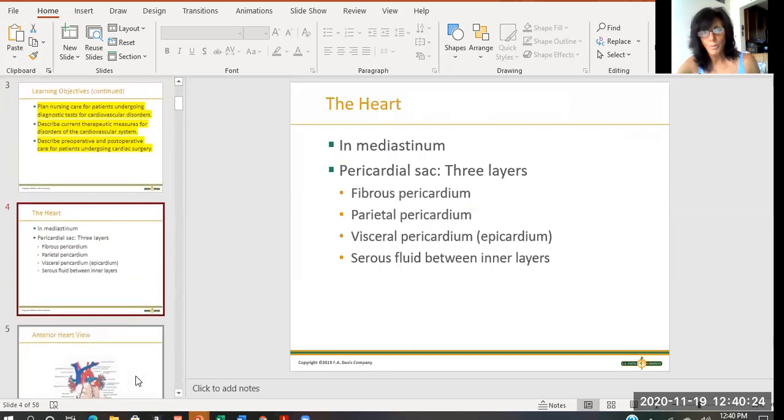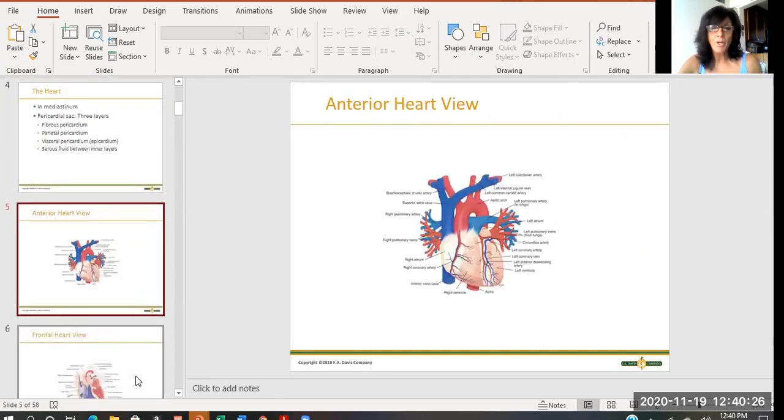So let's talk about the heart. I'm going to go to the picture because a picture's worth a thousand words. This is an anterior view of the heart and the outside of the heart. When you see pictures, you will see arteries depicted in red and veins depicted in blue. But fun fact, blood's always red. The blue represents deoxygenated blood and the red represents oxygenated blood.